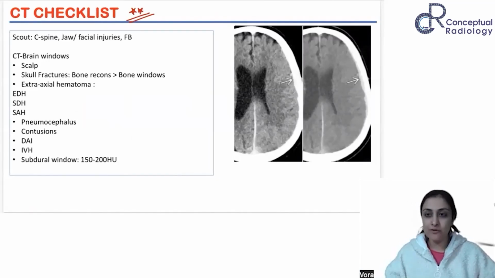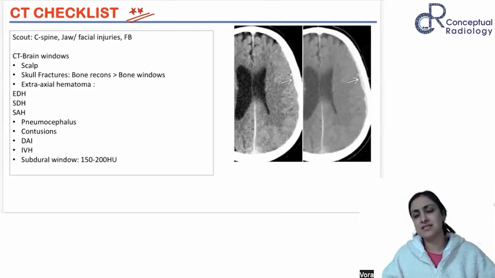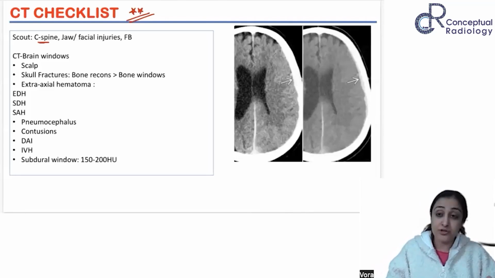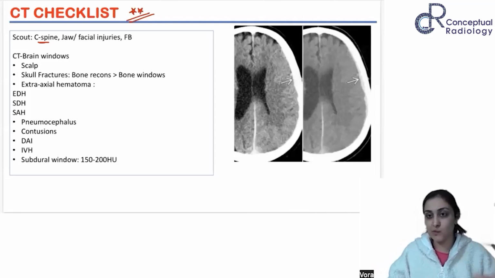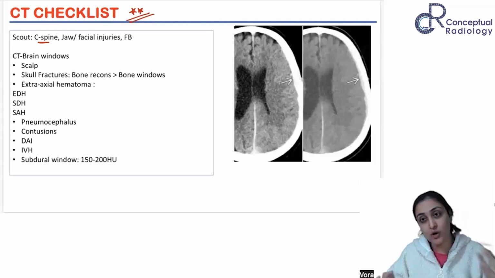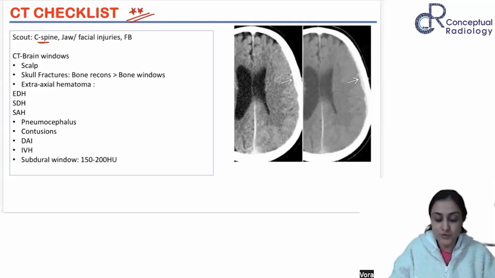So first, something that we tend to miss is the scout, right? So the scout image, I want you to look at it because it will give you a view of the C spine. It is something that you will not see otherwise. So C spine you want to also see in every case of a CT head. Even if it has not been requested for, you want to see this.